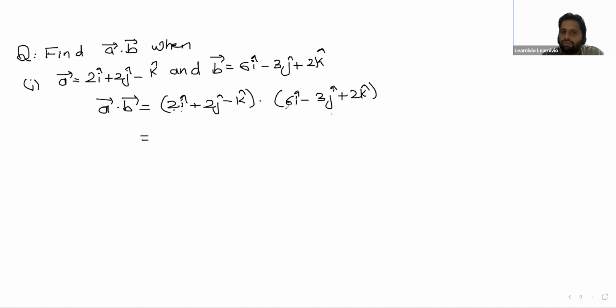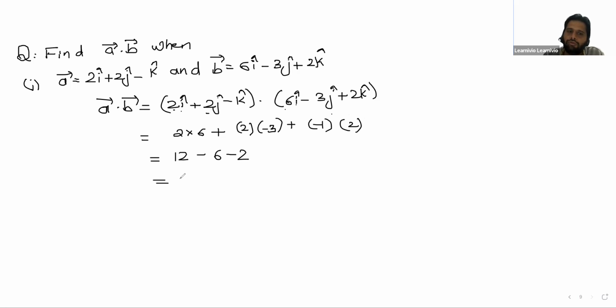We will just write 2 into 6. Now I dot I is 1, so there's no need to write it. It will give you the 1 only. Now 2 plus 2 into minus 3, plus with K you have a minus 1, so minus 1 into 2. Here you will get 12 minus 6 minus 2. So here you get a 4. So A dot B is equal to 4.